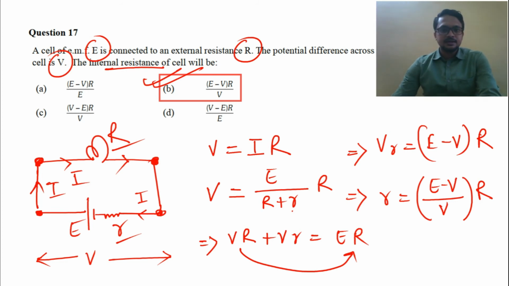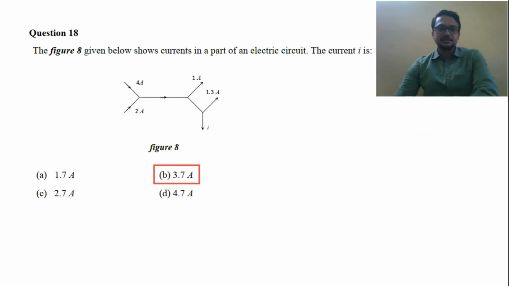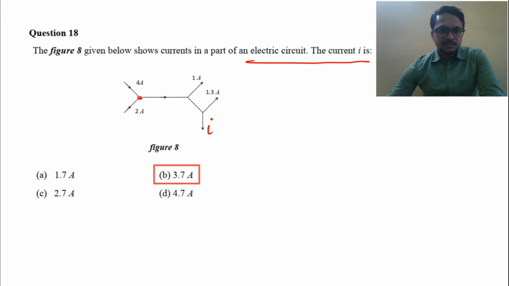Question number 18. Yes, question number 18 is this. This is also an easy question. Just you have to keep the concept of KCL, Kirchhoff's current law. So electric current I is what we have to find. So this is one junction where 4 ampere and 2 amperes are coming and flowing through this part. So through this part the current will be 4 plus 2, that is 6 ampere.